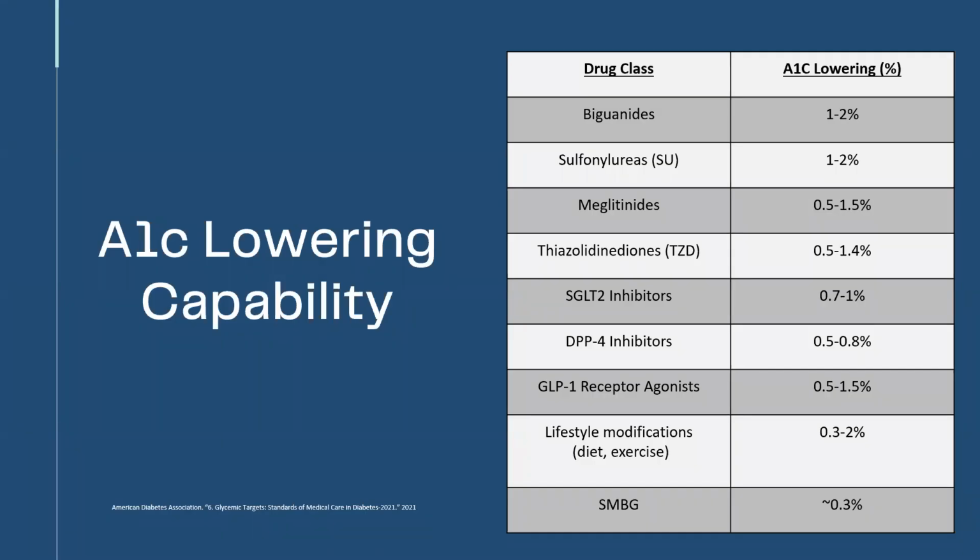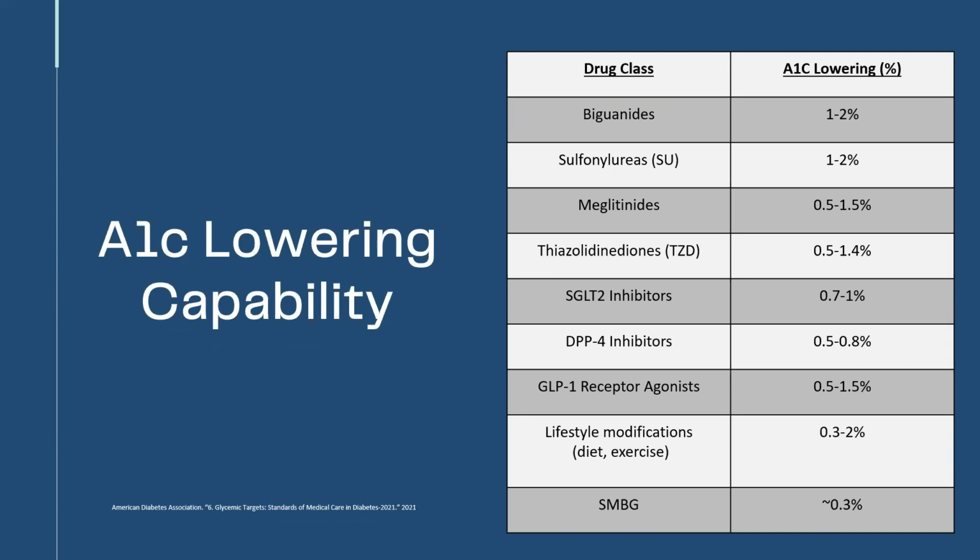Oh, before we do that, let's look at the ability of each drug class to lower A1C. I think this is a really interesting chart. I don't think people realize how effective some agents are and how ineffective others are. Biguanides, for example, like metformin, are one of the more powerful medications we have at lowering A1C, and that's why it's our first go-to. Sulfonylureas are also pretty effective, and so despite them causing a hypoglycemia risk, we still use them quite often at very low doses.